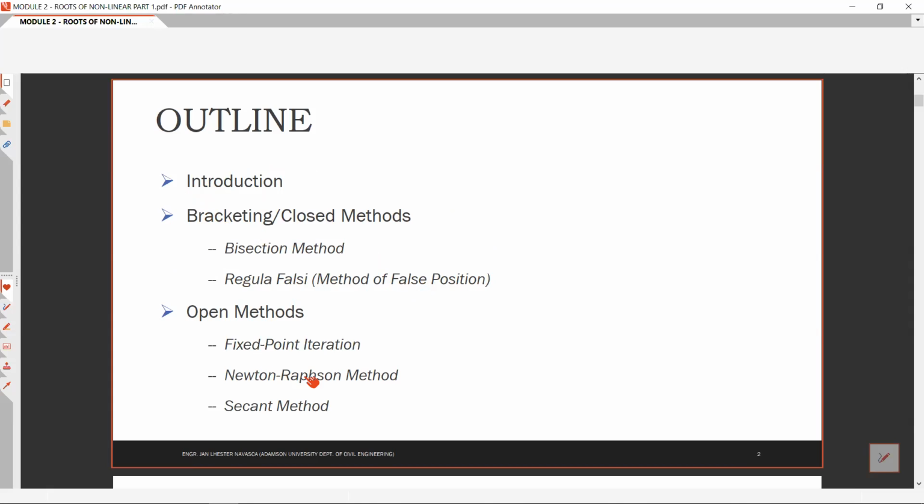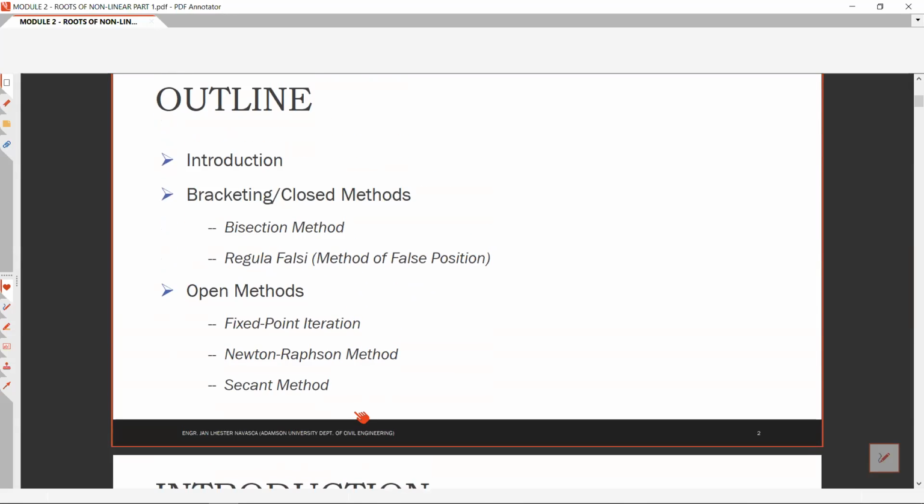For your next meeting, you will have the open methods: the fixed point iteration, the Newton-Raphson method, and the secant method. For your next meeting, you will also have your first quiz. Your first quiz will be composed of the complex numbers and these bracketing methods.